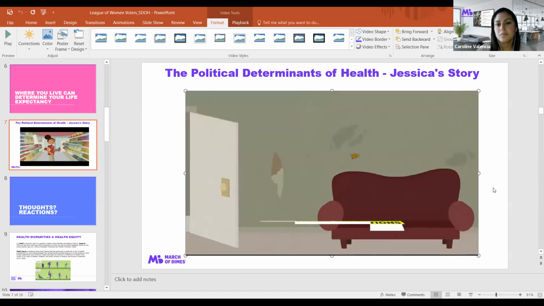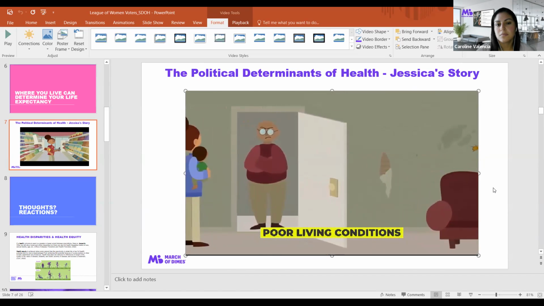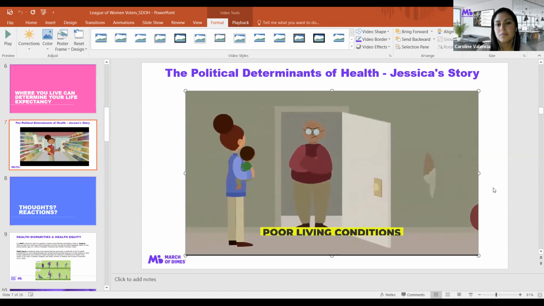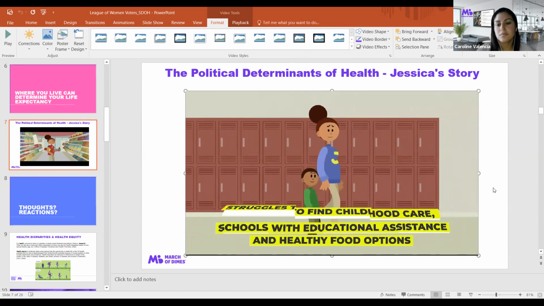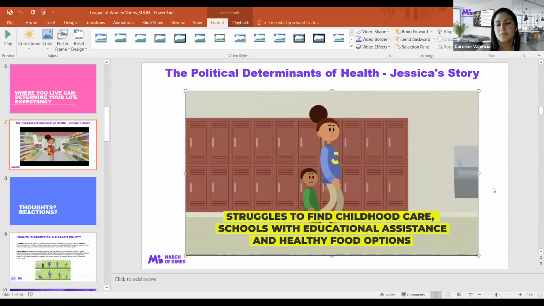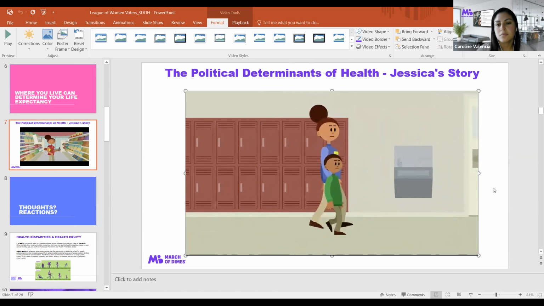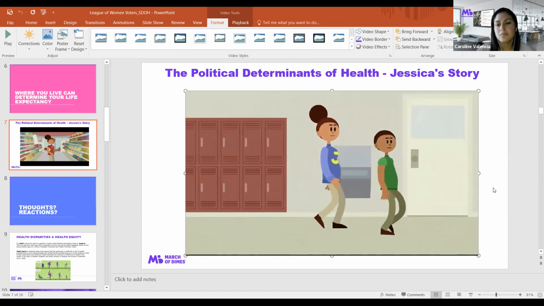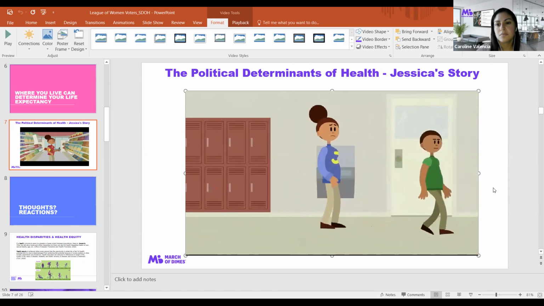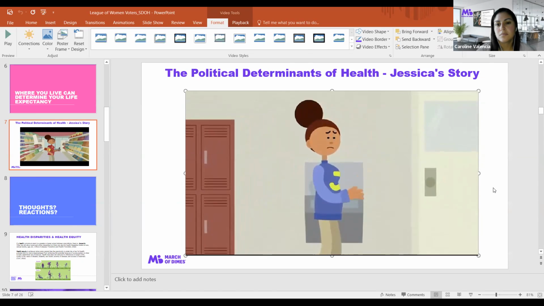And in their apartment, Jessica and the baby were exposed to mildew and cockroaches, causing her son to develop respiratory problems. The landlord refused to remedy the poor conditions, telling her to move if she didn't like it there. Jessica struggled to find early childhood care and access to schools with educational assistance, healthy food options, and other resources needed to thrive. Because their school and community lacked the resources to enable Jessica's son to even barely reach his potential, he dropped out of school after entering 8th grade, just as his grandmother had done, repeating what is surely the ongoing rule of poverty.